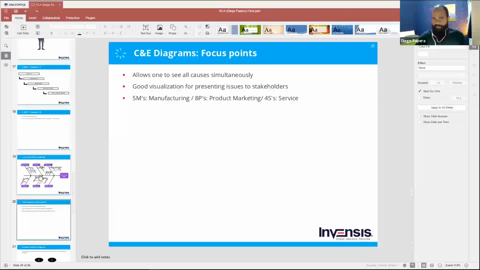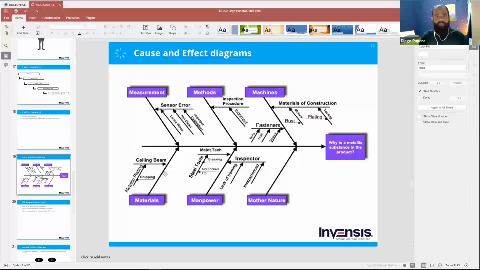I'd like to explain this a bit more in detail. These are just a guideline, and we can of course tweak all these areas to our liking. I would recommend not to add too many areas, as this just causes confusion. So let's look at one of these areas. The effect that we have is, why is a metallic substance in the product? Let's look at machinery, for example.